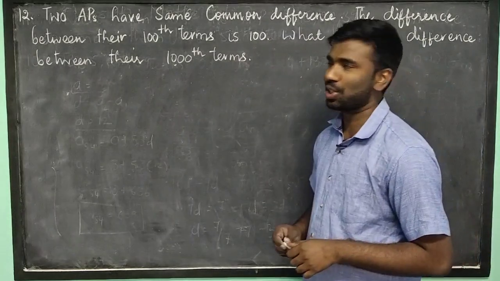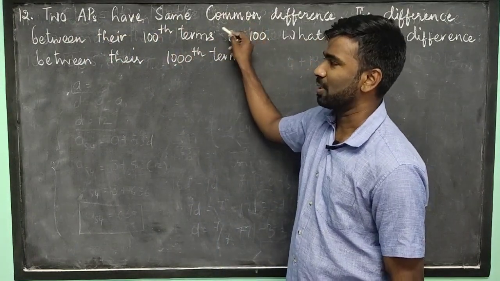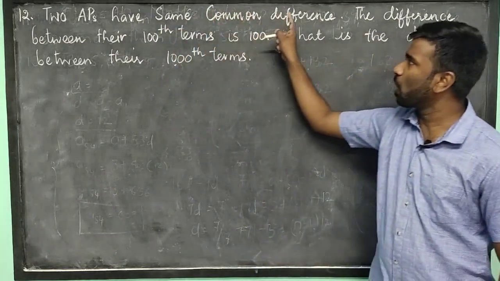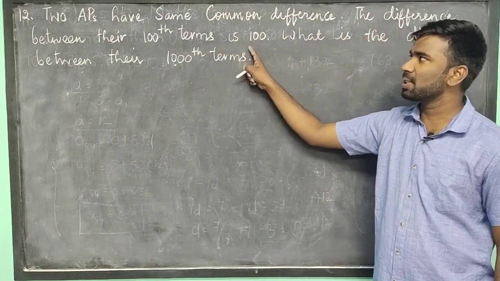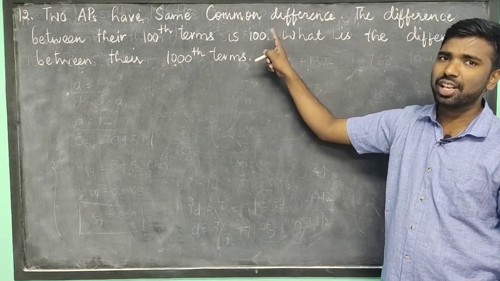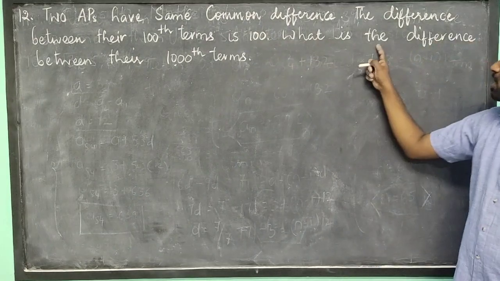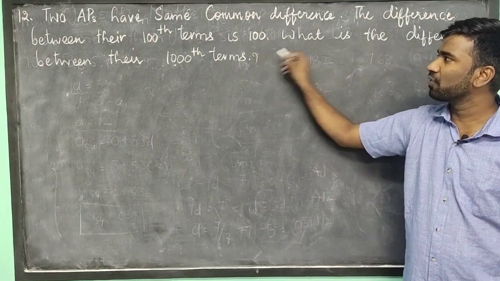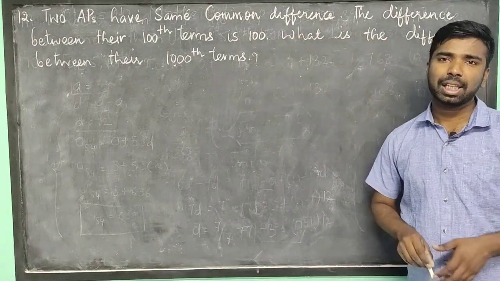Now moving to the next question. Two APs have the same common difference. The condition is that there are two APs, but they have the same common difference. The difference between their 100th terms is 100. What is the difference between their 1000th terms? We should find out the difference between the 1000th terms of the two APs.